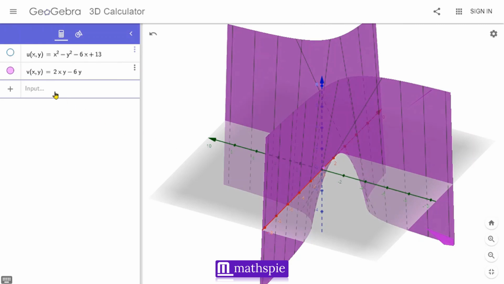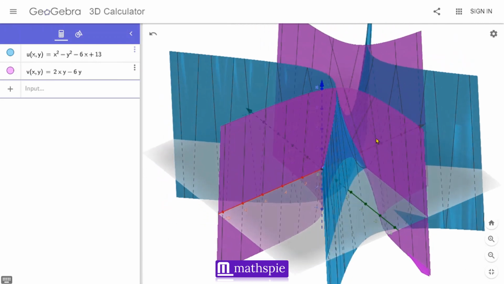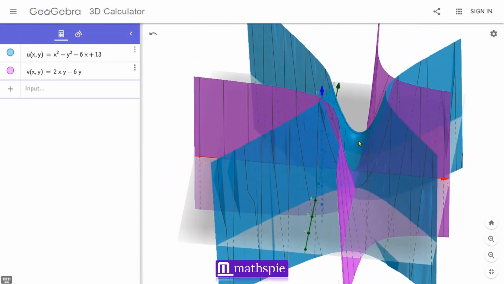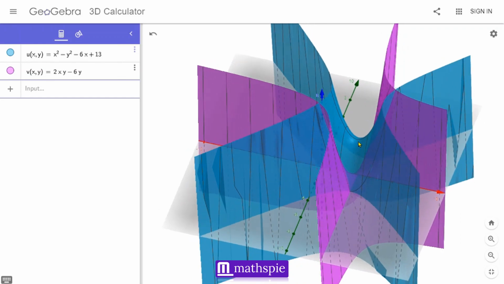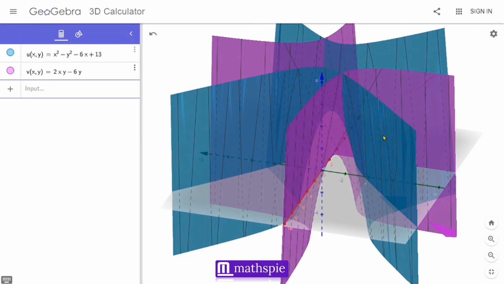Yes, we are interested in the point of intersection of these two curves, isn't it? So let us see, is there any intersection? Of course, this shows there are intersections, but we are not concentrating only on intersections, we are also concentrating on intersections where both of them are 0, u and v are 0.